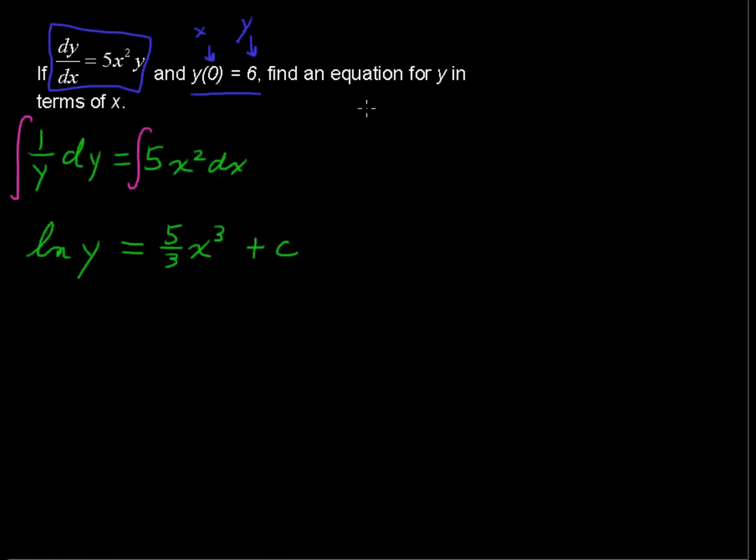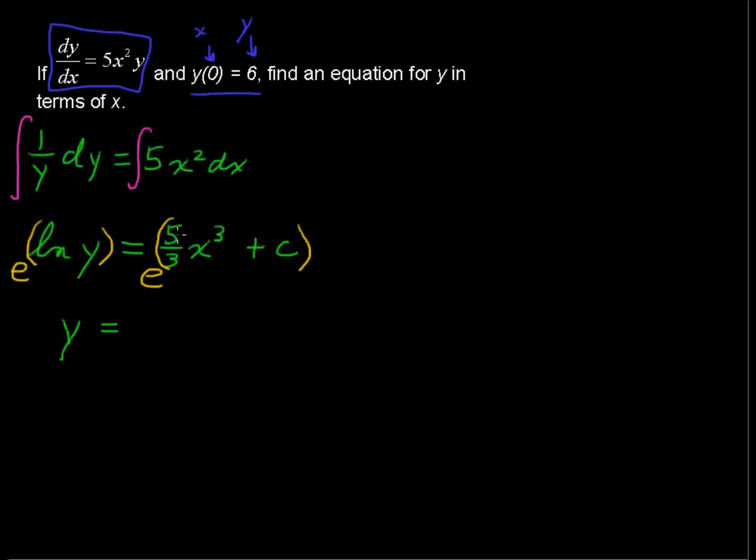Okay. We want an equation for y in terms of x. So let's pull a little trick here, and using properties of exponents and logarithms, if natural log of y equals 5/3 x cubed plus c, then it is true that e to the power of each of those equals each other. So now, by properties of e to the natural log of y, that just equals y. And that's why we did that. We got rid of the natural log by taking the inverse. So e to the natural log of y just equals y.